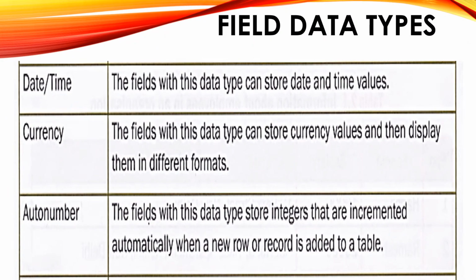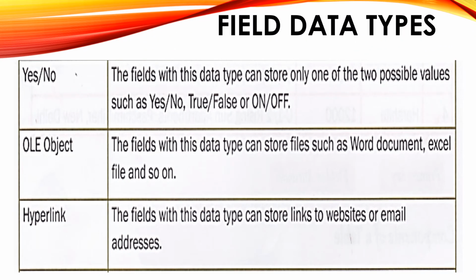Date time data type can store date and time values. Currency can store currency values and then display them in different formats. Auto number. The fields with this data type store integers that are incremented automatically when a new row or record is added to a table. Let's see other data types in Access.